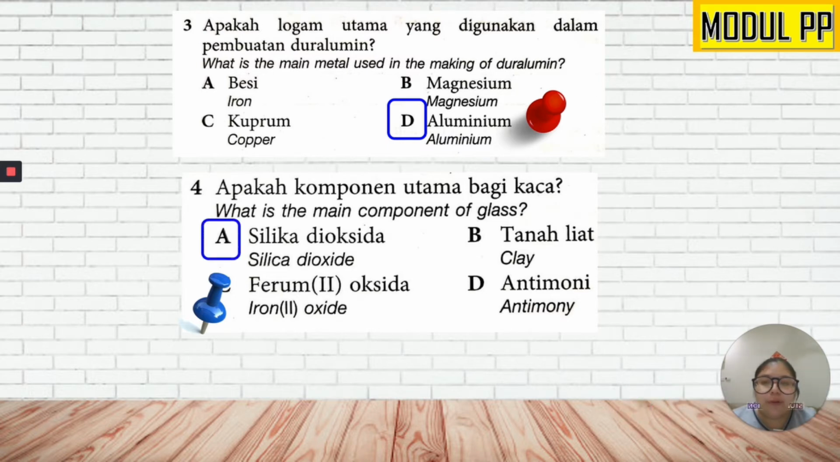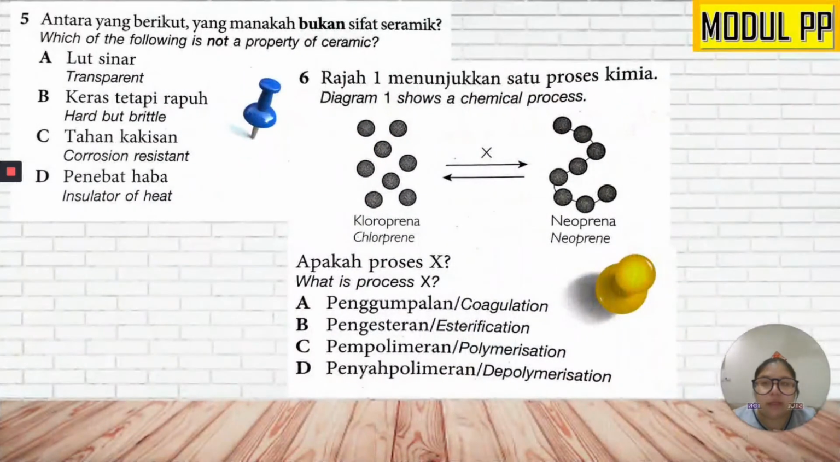Then we go to number 5. Which of the following is not the property of the ceramic? We see which one is not related with the ceramic. First one, transparent. Ceramic is not transparent. It's opaque. Hard but brittle, yes. Corrosion resistant, insulator of heat. So the answer should be A. A is not the property.